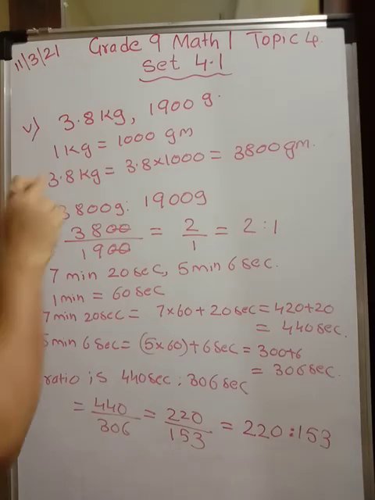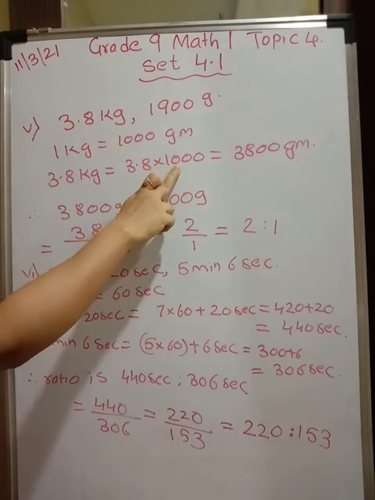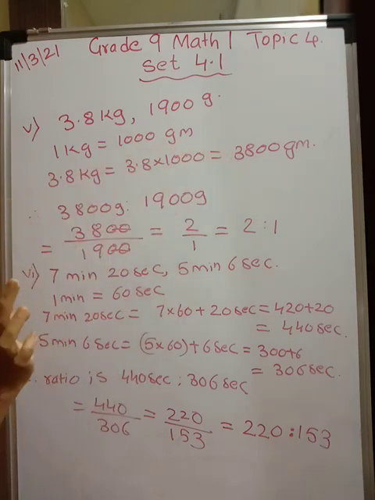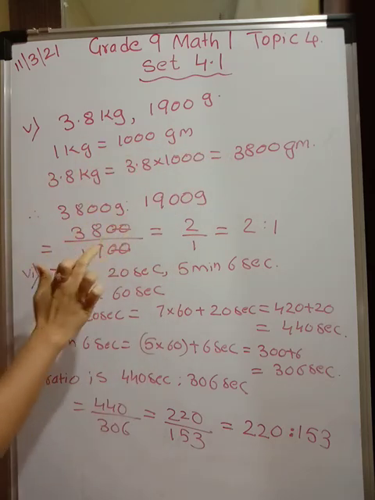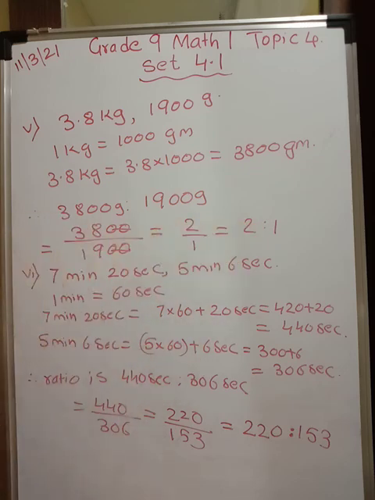Now look, 1 kg is 1000 grams. So 3.8 kg is 3.8 into 1000. That comes out to be 3800 grams. So the ratio would be 3800 upon 1900. That comes out to be 2:1, since 19 ones are 19 and 19 twos are 38.